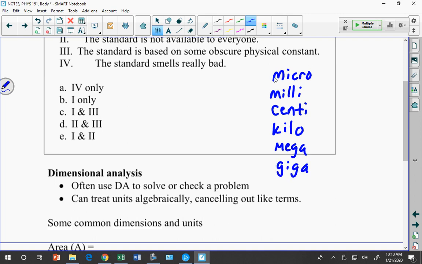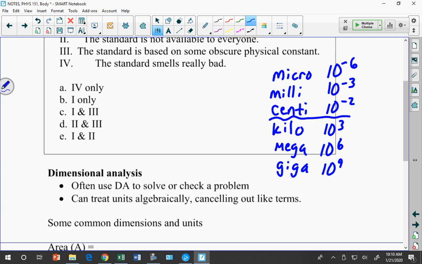I know that you learned these at some point in high school, physical science or math, but if you didn't, that's okay. Micro is 10 to the minus 6, milli is 10 to the minus 3, centi is 10 to the minus 2, kilo, so sort of passing over from small to big, kilo is 10 to the 3rd, mega is 10 to the 6th, and giga is 10 to the 9th.